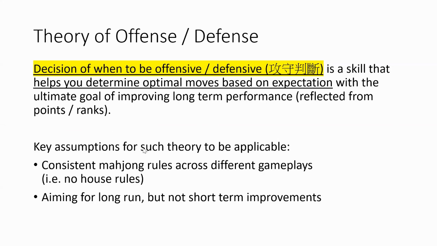Here, we have several assumptions for such a theory to be applicable. The first is that we assume the Mahjong rules that you play across different games will be consistent. In other words, there should be no house rules. The second assumption is that we are aiming to improve the long run performance, but not the short term performance. Long run here is the key.